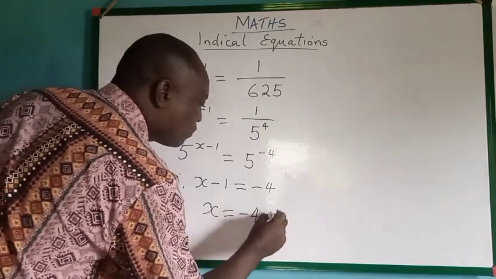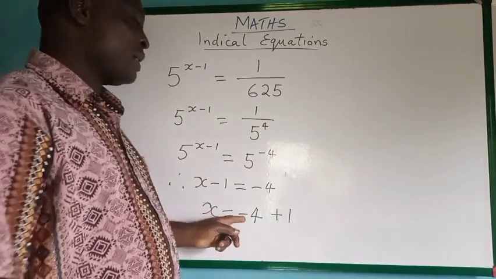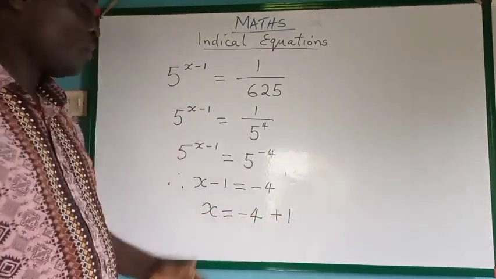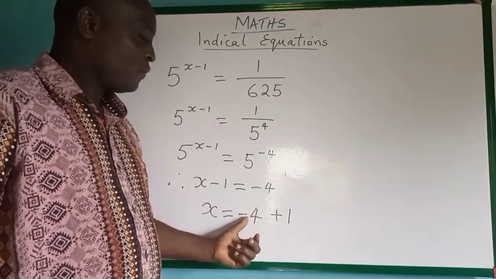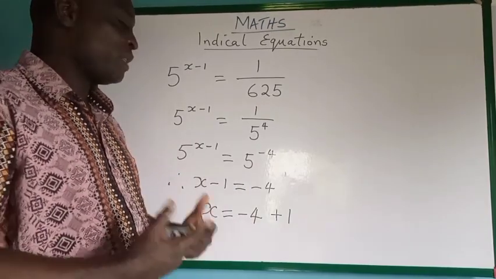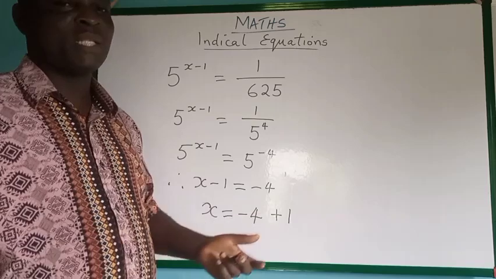Instead of minus 1, it becomes plus 1. It's now minus 1, minus 4 plus 1. So that's the value we have. So what is the value of minus 4 plus 1? This is another mathematics or arithmetic that is difficult for many, but it is a very simple thing.